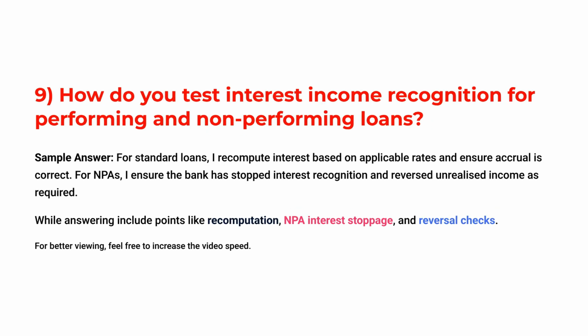How do you test interest income recognition for performing and non-performing loans? Sample answer. For standard loans, I recompute interest based on applicable rates and ensure accrual is correct. For NPAs, I ensure the bank has stopped interest recognition and reversed unrealized income as required. While answering, include points like recomputation, NPA interest stoppage, and reversal checks.